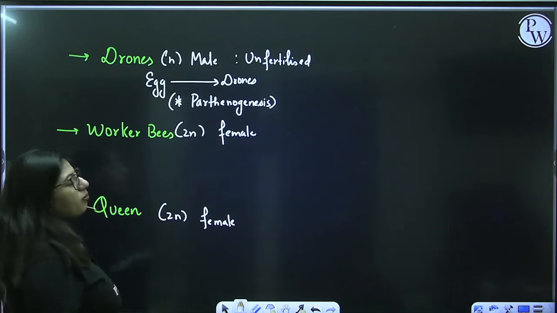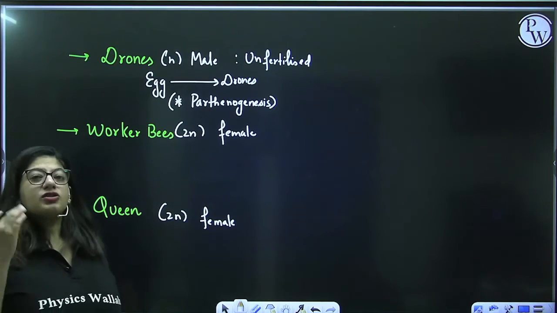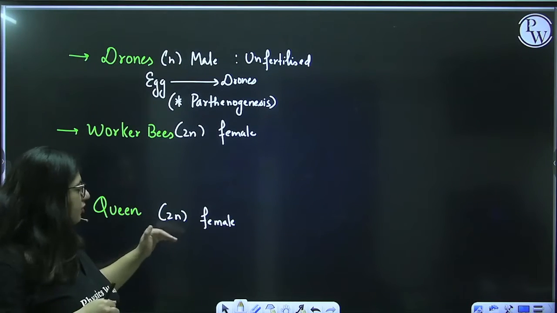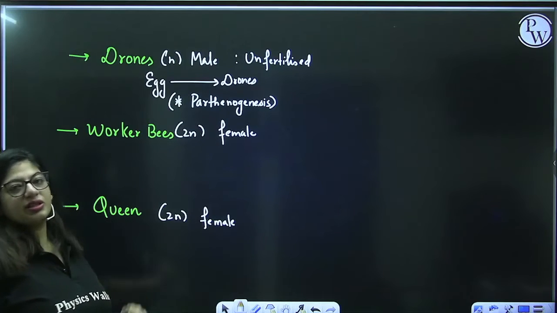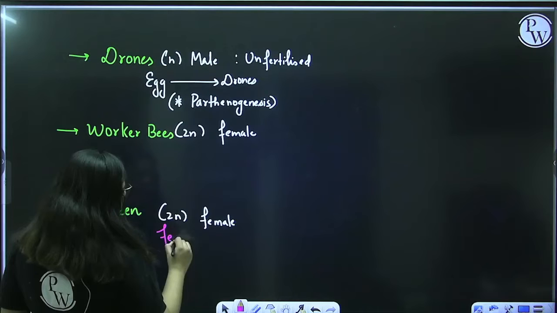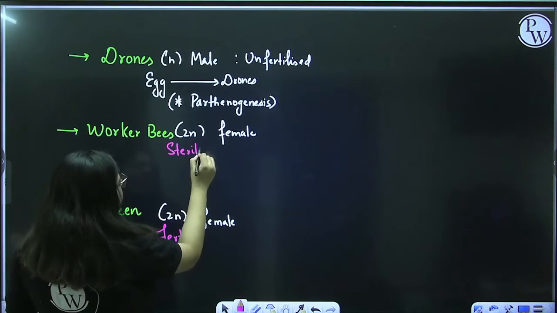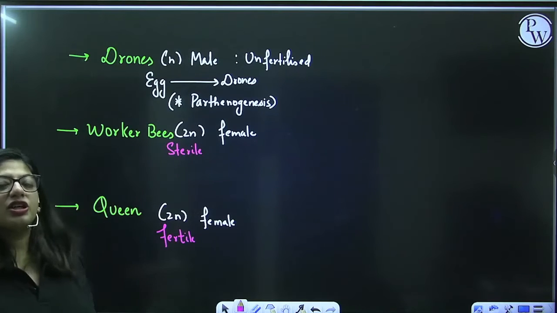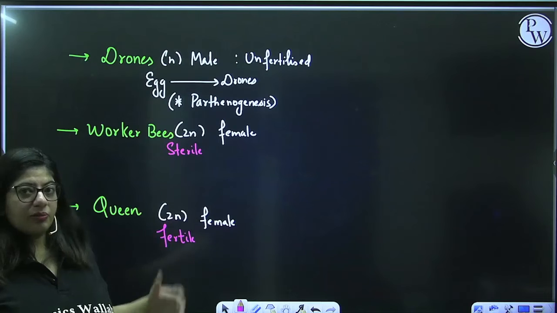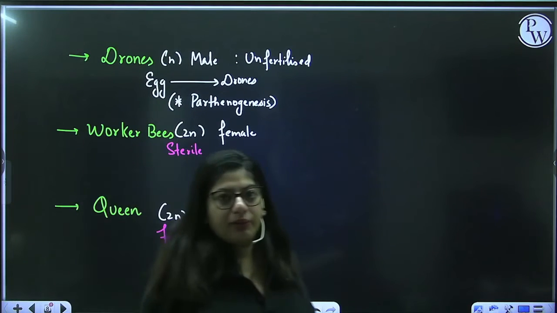Whereas these are diploid, they have been formed from fertilization, and this queen is also formed after fertilization. If she is also a diploid female, then why is she the queen? The reason is because the queen is fertile, whereas these are sterile, they cannot produce eggs, and the queen can produce eggs. Now, how can the queen produce eggs and the worker bee doesn't? Both are diploid, both have been produced from fertilization, both are female.